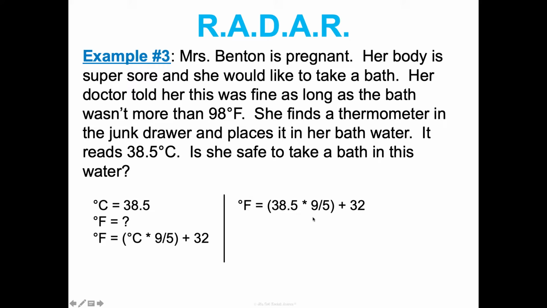And then when you're actually solving, remember, order of operations. You do your parentheses first. So 38.5 times 9 divided by 5 gives me 69.3. And then I'm going to add 32. And I get 101.3. So now reflect. You don't just stop here. What was the original question?